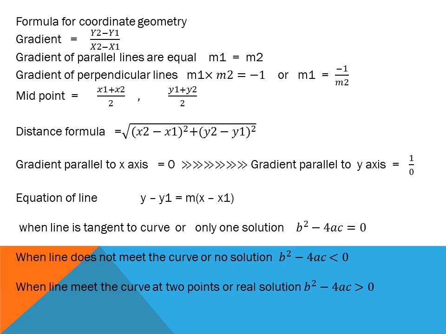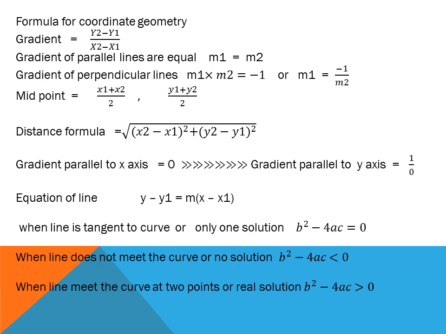Gradient of parallel lines: when two lines are parallel, then the gradients should be equal. So m1 is equal to m2. It means the gradient of line 1 is equal to the gradient of line 2 when two lines are parallel. Gradient of perpendicular lines: when two lines are perpendicular, they cut each other at 90 degrees. m1 times m2 is equal to minus 1, or m1 is equal to minus 1 over m2.